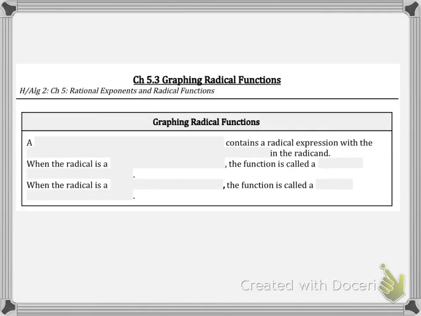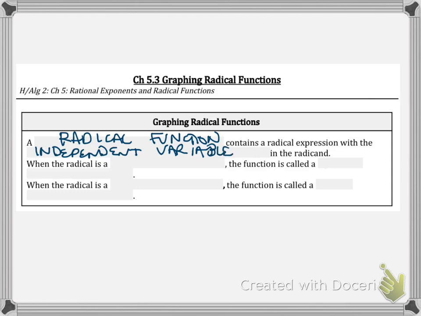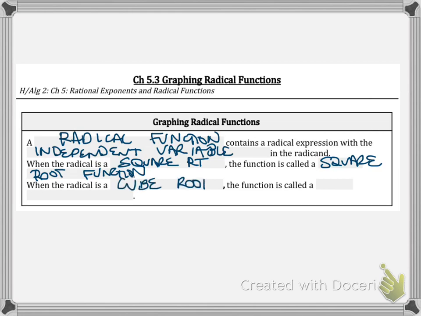This is 5.3, graphing radical functions. A radical function contains a radical expression with the independent variable in the radicand. When the radical is a square root, the function is called a square root function. When the radical is a cube root, the function is called a cube root function.